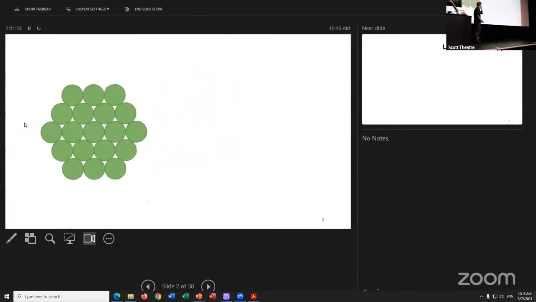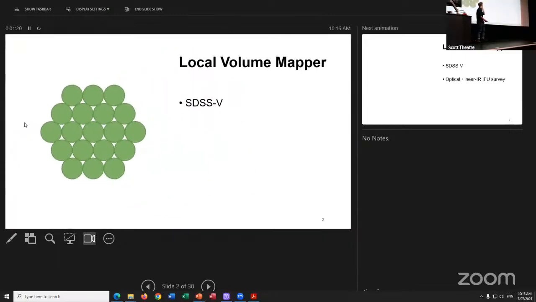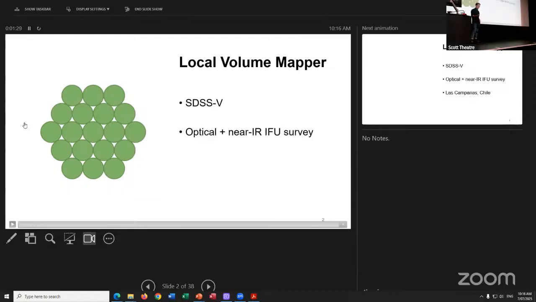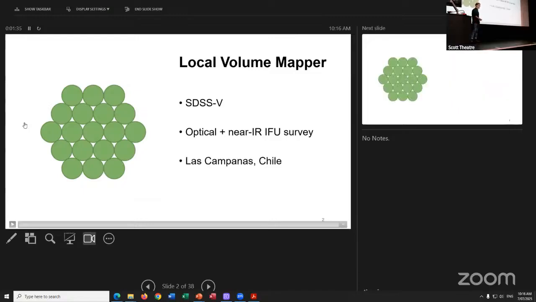So, what is the Local Volume Mapper? Well, this is one of the three mappers in SDSS-V, along with the Milky Way Mapper and the Black Hole Mapper. And it's a very large optical and near-infrared IFU survey. The instrument itself is located in Las Campanas, Chile.